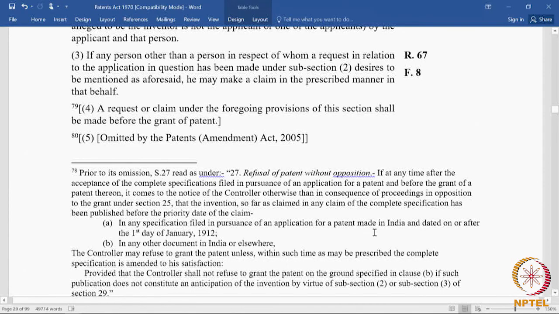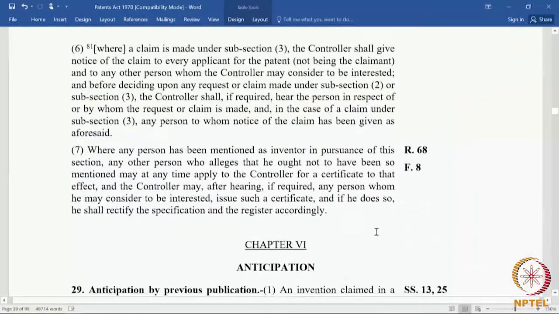Then 5 was omitted. Then you have 6, where a claim is made under subsection 3, that is by a third party, the controller shall give notice of the claim to every applicant not being the claimant and to any other person whom the controller may consider to be interested, and before deciding upon any request or claim made under subsection 2 or subsection 3, the controller shall, if required, hear the person in respect of or by whom the request or claim is made, and in the case of a claim under subsection 3, any person to whom notice of the claim has been given as aforesaid.